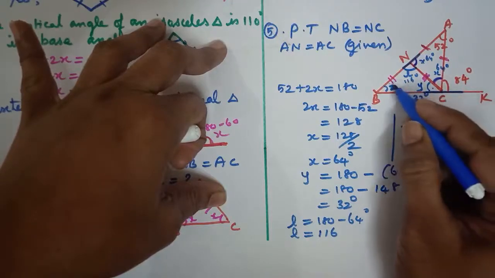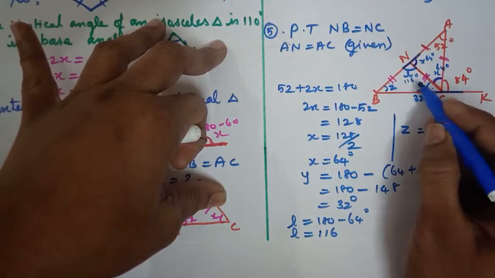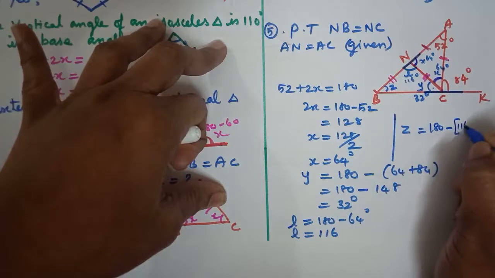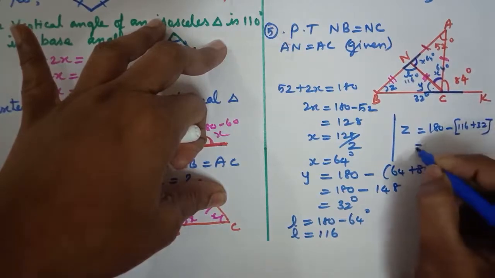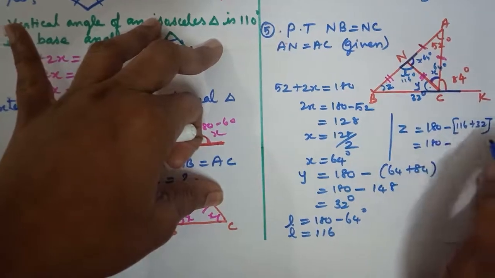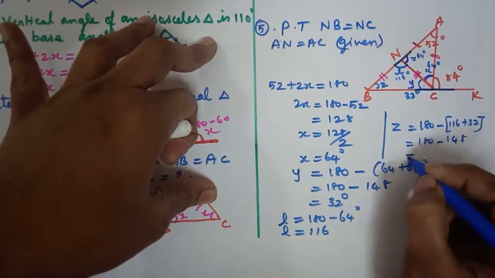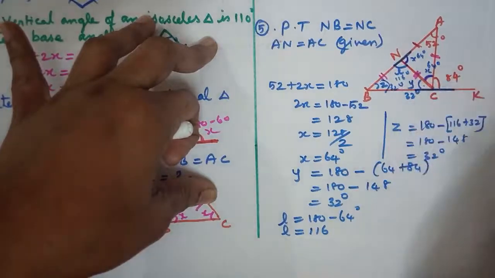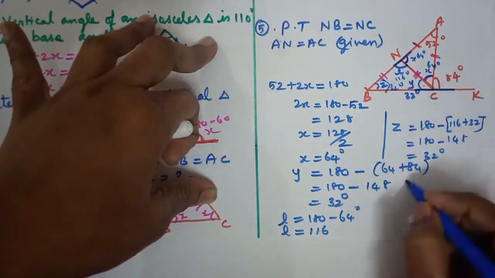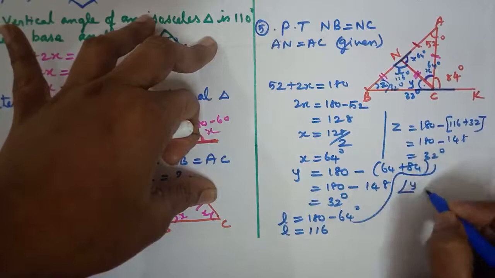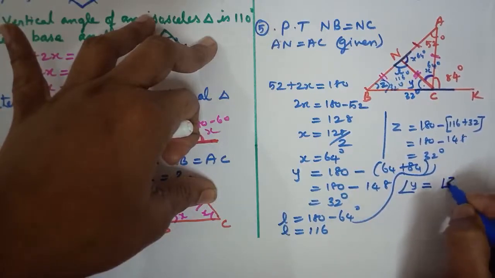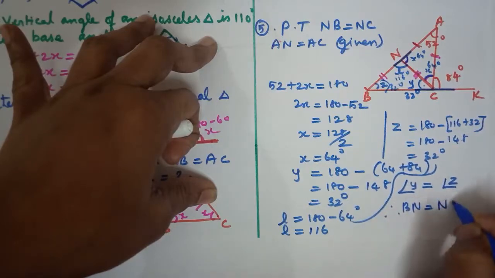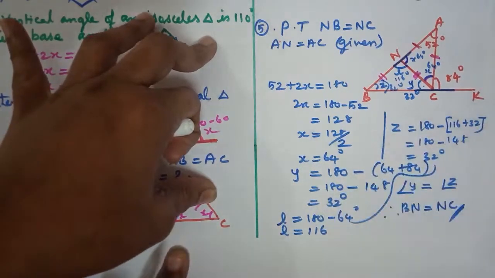By the angle sum property, 180 minus the sum of these two. So 180 minus (116 plus 32), that is 180 minus 148. So that is equal to 32 degrees. This is also 32 degrees. Now we have proved angle y is equal to angle z. Therefore NB is equal to NC. Hence we proved. Is it clear, students?